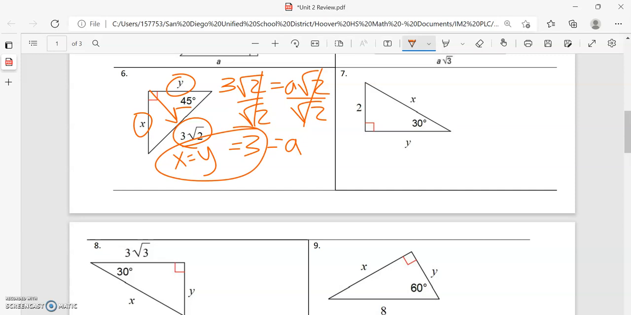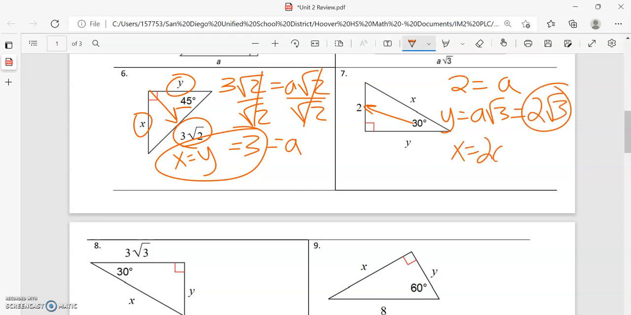In a 30, 60, 90 degree triangle, we have opposite our 30, which is 2. In our example triangle, opposite 30 is a. So 2 equals a. Now we can find our y and x. Our y is equal to a square root 3, which would be 2 square root 3. And x is equal to 2a, which would just simply be 6.